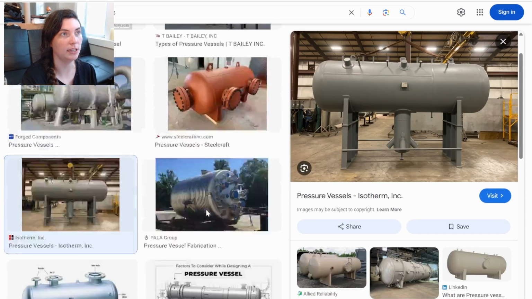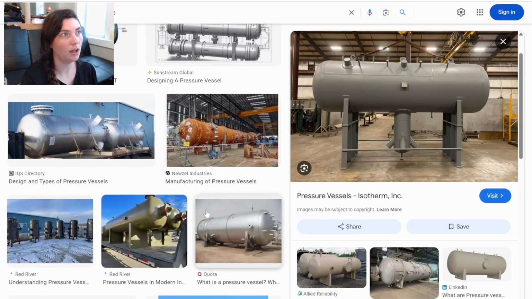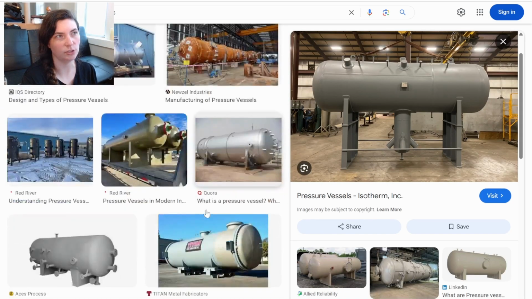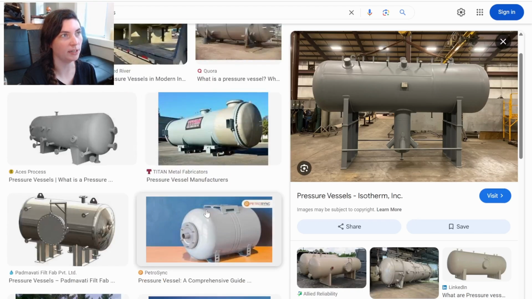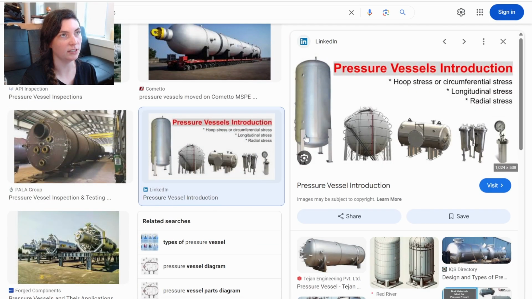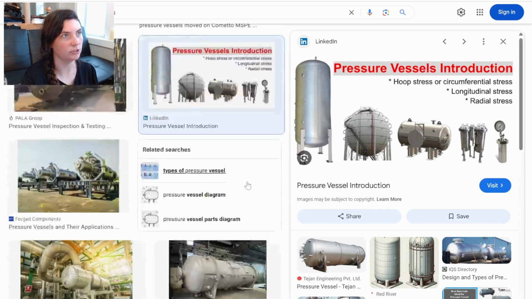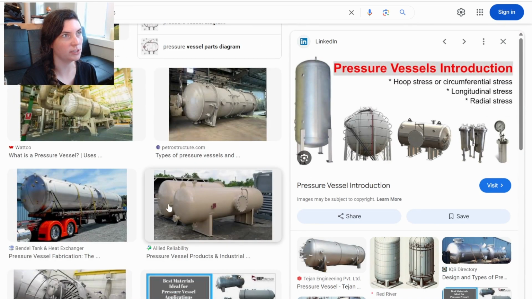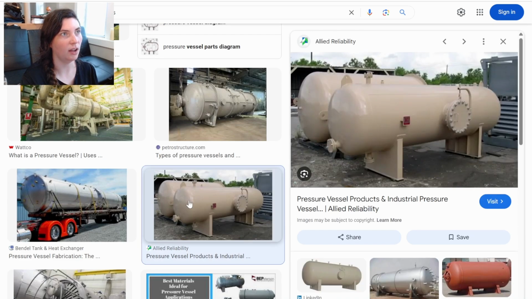Sometimes you'll see them in a spherical form. Those are usually a little more difficult to fabricate, so you don't see them as commonly. You often see them in this kind of cylindrical way. Here's a spherical one. Here's another cylindrical one. Sometimes they have more spherical end caps. But it's super common to see these just out in the world or when you're working in industry. And they're usually holding some kind of pressurized gas or liquid.